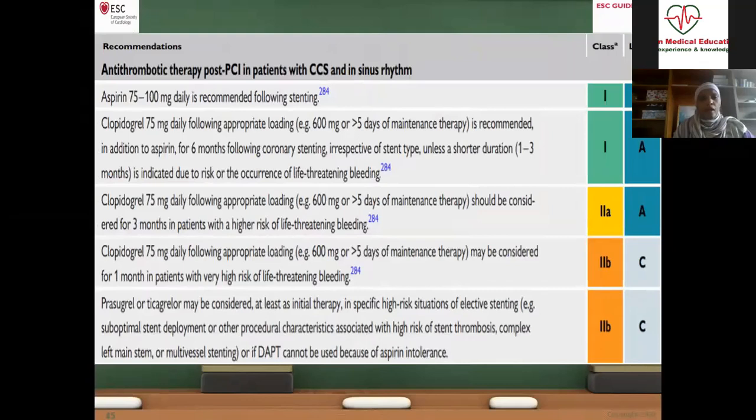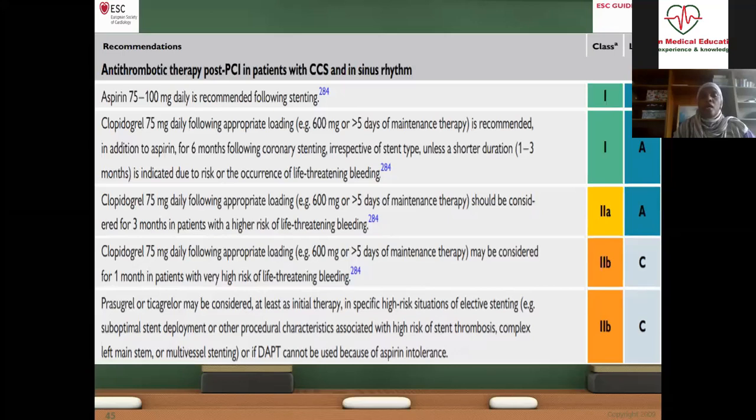And I think this is antithrombotic. This slide is the recommendation for the antithrombotic therapy post-PCI in patients with chronic coronary syndrome and sinus rhythm. So we know that in the pre-existing guidelines, aspirin and clopidogrel is recommended following stenting. And this is class one, usually for 6 months, irrespective of the type of the stent, unless you are concerned with bleeding. And this could be shortened to about 1 to 3 months. So the class one is a combination of dual antiplatelet therapy, aspirin and clopidogrel, for patients with chronic coronary syndrome who had a PCI. And this is up to 6 months. And you can reduce that duration to between 1 to 3 months according to the risk of bleeding. So this is class one.